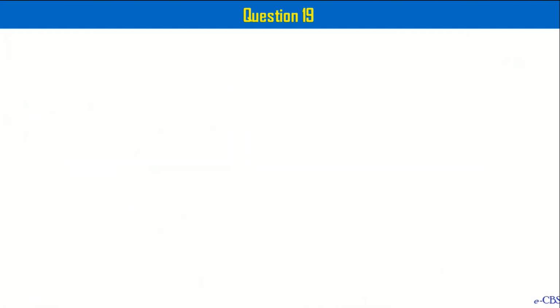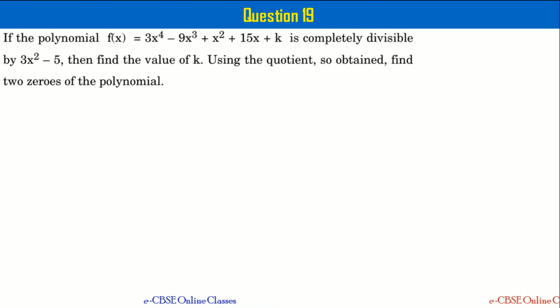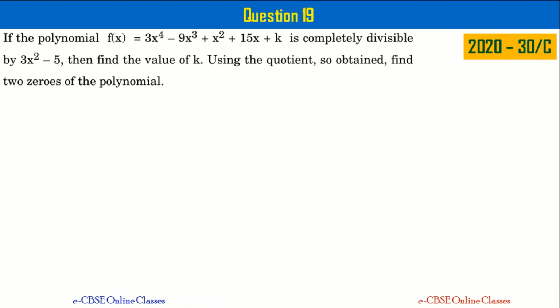Now let's go to question number 19. If the polynomial f of x equal to 3x power 4 minus 9x cube plus x square plus 15x plus k is completely divisible by 3x square minus 5, then find the value of k. This is exact problem we have solved already, but the next part given is using the coefficient so obtained, find the two zeros of the polynomial. It is from 2020 compartment exam.